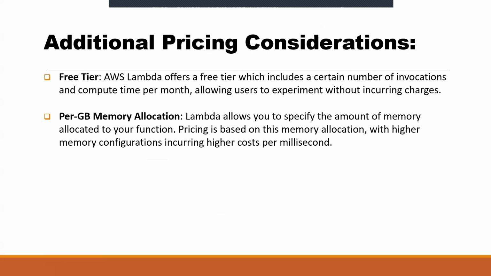Second is per GB memory allocation. Lambda allows you to specify the amount of memory allocated to your function. Pricing is based on this memory allocation, with higher memory configurations incurring higher cost per millisecond.